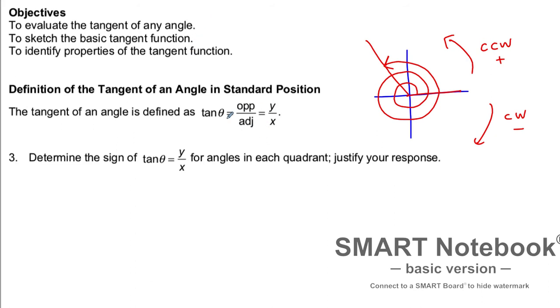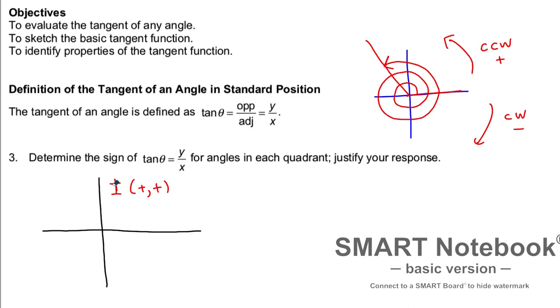So going back to our basic definition of opposite over adjacent, we're going to upgrade opposite to y and adjacent to x. And so we are first going to figure out the sign of the tangent of theta depending on which quadrant the angle theta lives in. So let's take a look at the xy plane, and we notice that in quadrant 1, x is positive and y is positive.